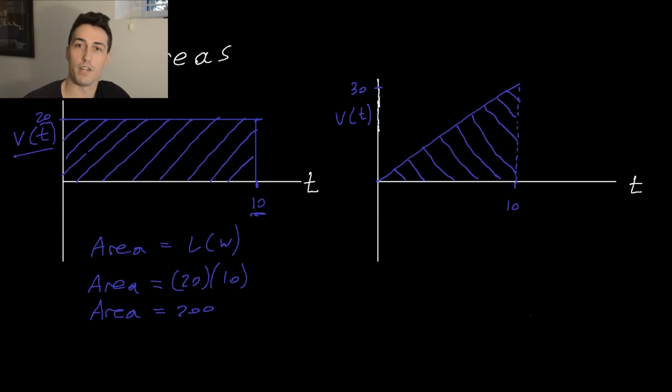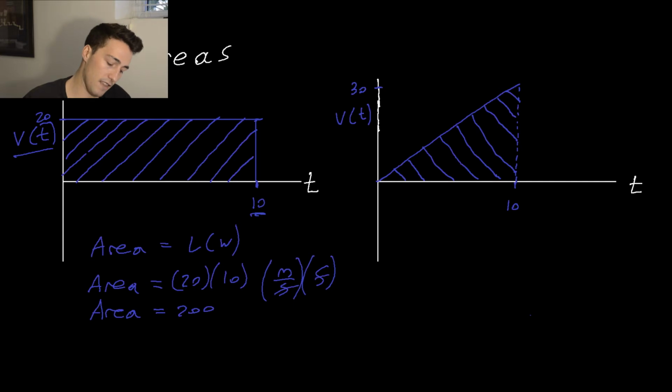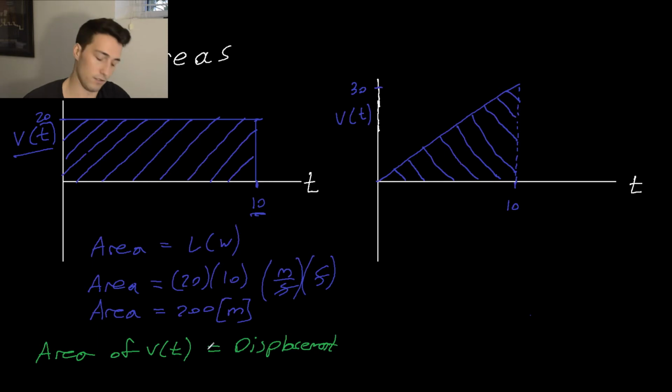Here is where we use the units to help us out. The first value, 20, was meters per second, and then we multiplied meters per second by seconds. So here, the seconds cancel out, and the area is just 200 meters. So the area under the curve of a velocity graph is equal to the displacement. And this is always the case. By doing the unit cancellation here, we now know that the area of a velocity versus time graph is displacement.